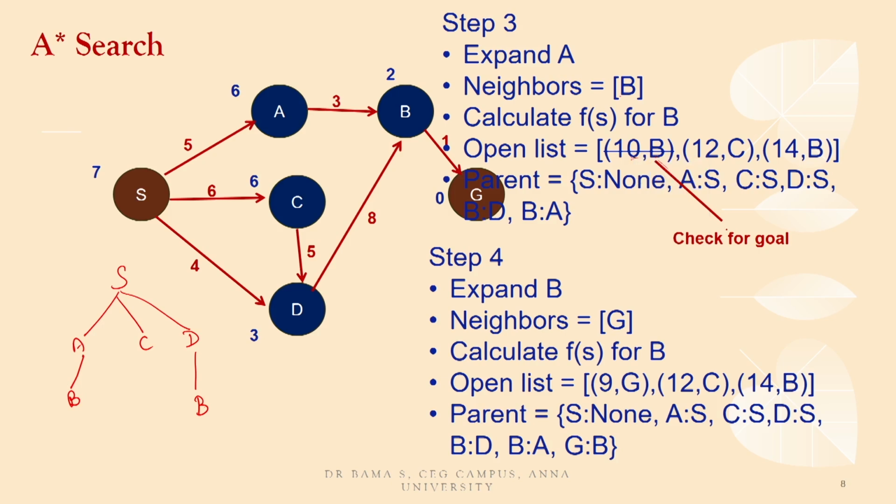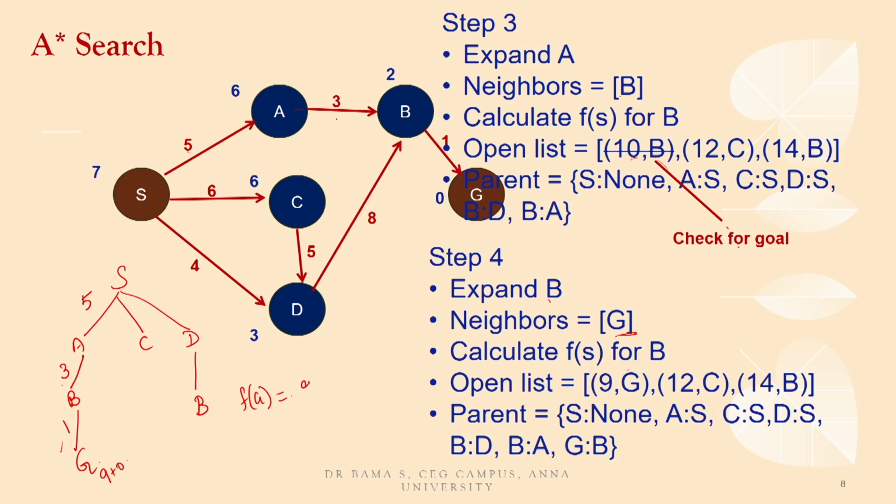Now, it will check for goal, it is not the goal. So, expand B and then it will reach G, and when we calculate f of G, the path is going to be S to A to B and B to G. In this case, this is going to be 5, here it is 3 and here it is 1. So, the cost here is going to be 9 and at the goal the heuristic value is 0. So, totally it is 9 plus 0.